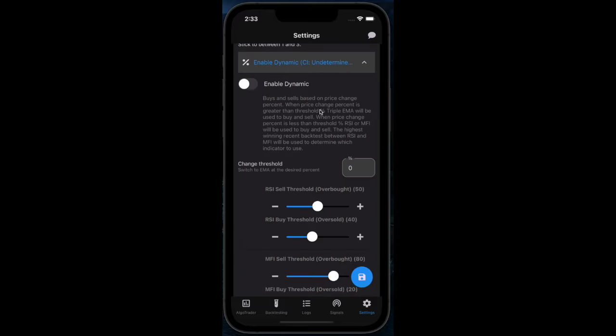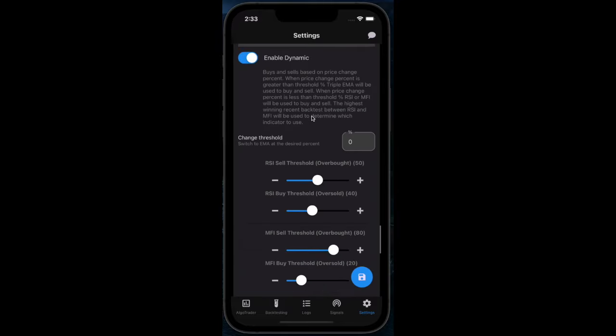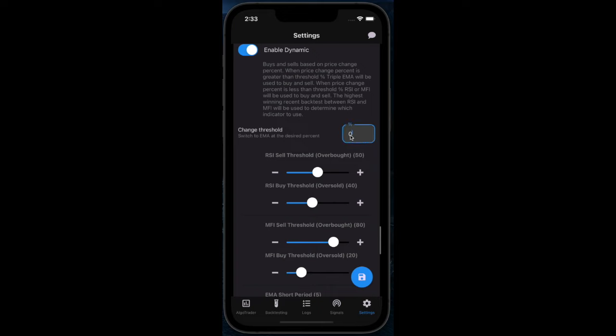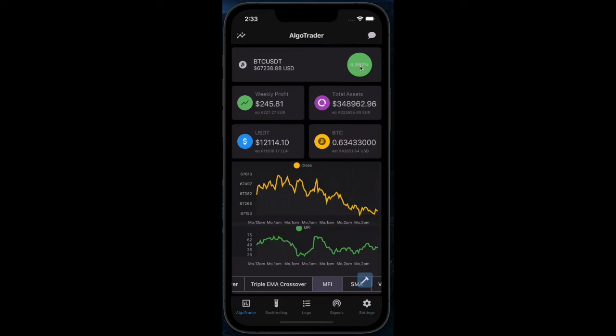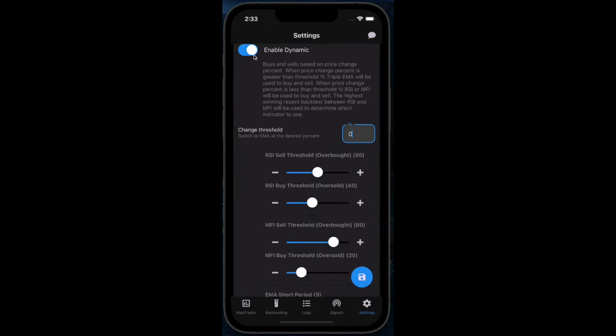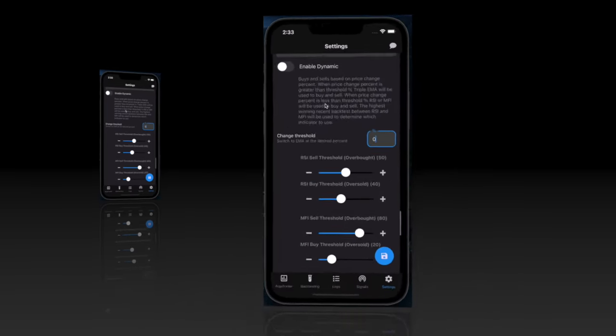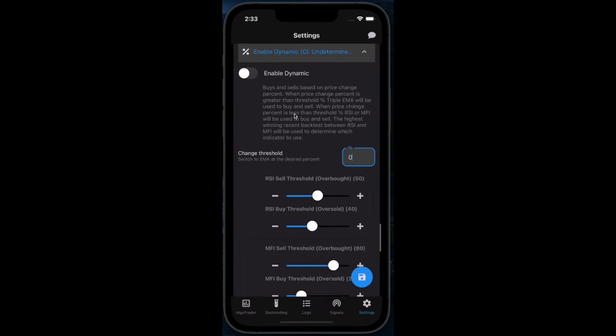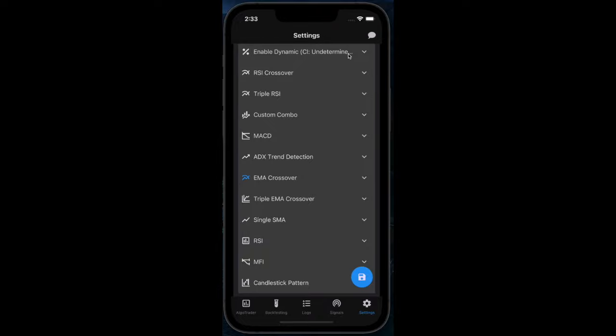The dynamic strategy switches between RSI and triple EMA crossover depending on what you have set your change threshold to be. The change threshold is the price increase or decrease of the asset. Just quickly, I would like to say you should only enable between 1 and 3 indicators at a time.